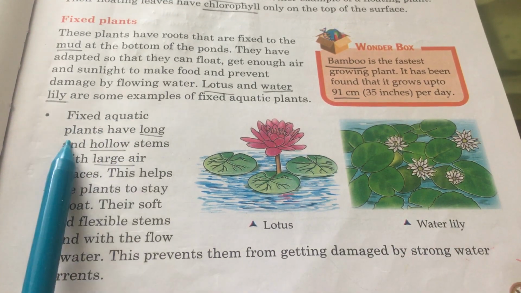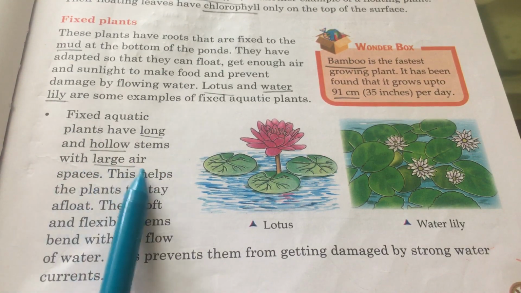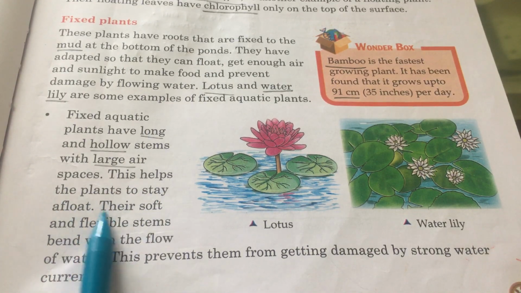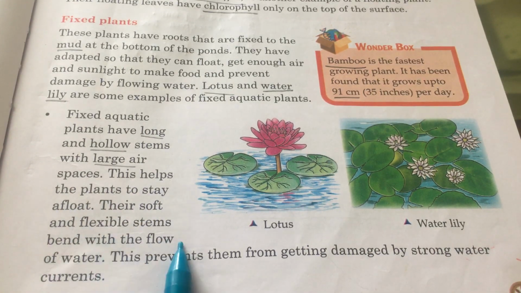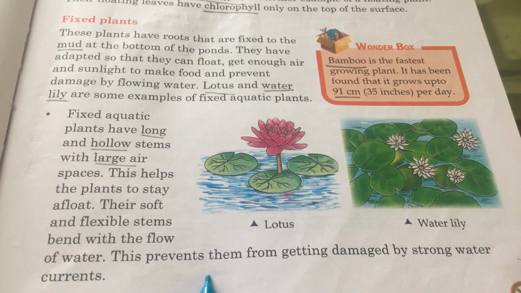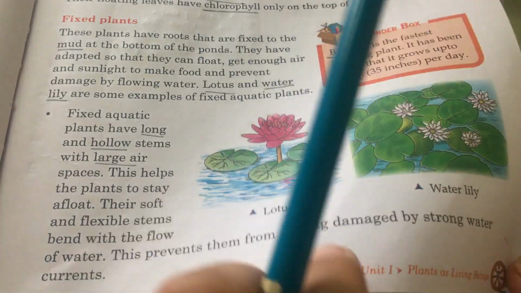Fixed aquatic plants have long and hollow stems with large air spaces. This helps the plants to stay afloat. Their soft and flexible stems bend with the flow of water. This prevents them from getting damaged by strong water currents.